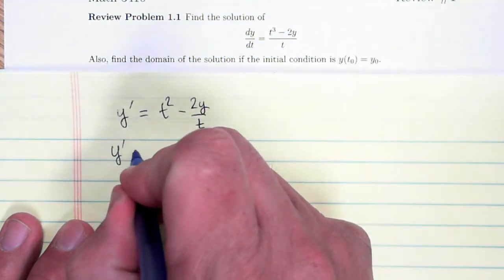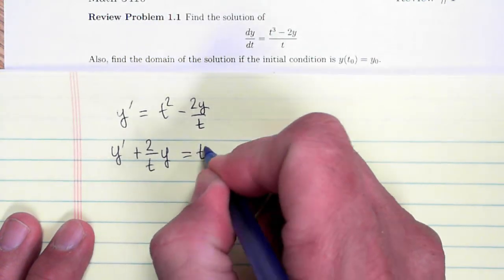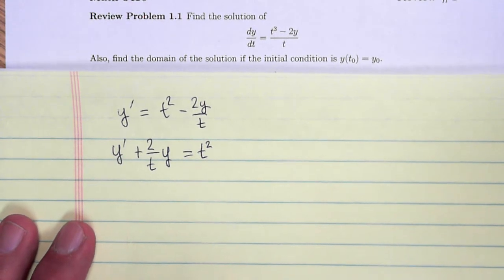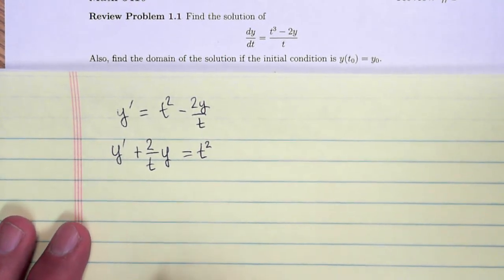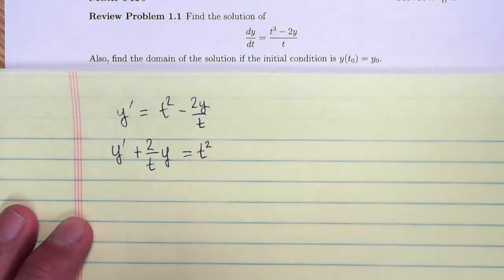which we can then write as y prime plus 2 over t times y equals t squared. So we see that this is a linear differential equation in disguise, so we can use the standard techniques for solving linear differential equations.